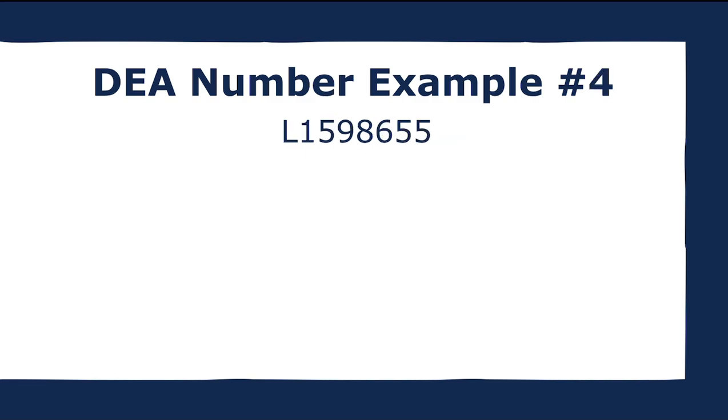Now, moving on to our fourth example, I have L1598655. Now, I see that they have an L. That's not verifiable for any doctor or opioid clinic or even mid-level provider. And I don't have a last initial. So I know already that this DEA number isn't correct at all.